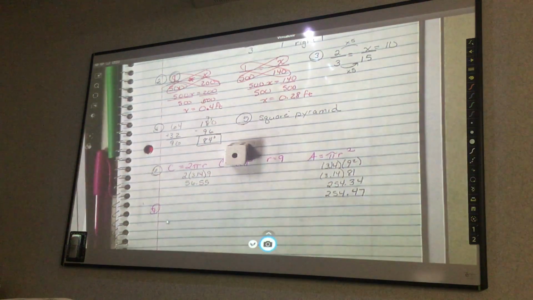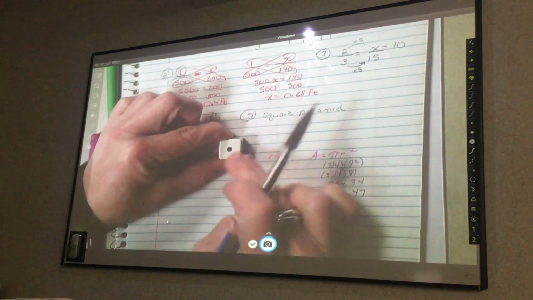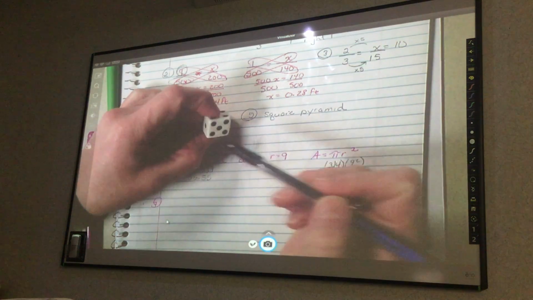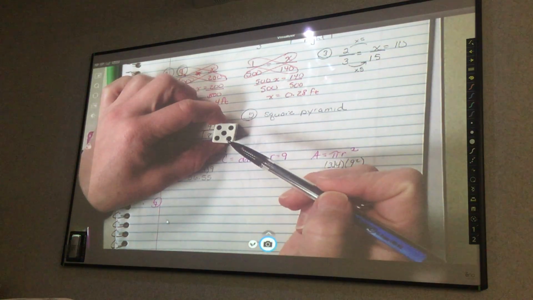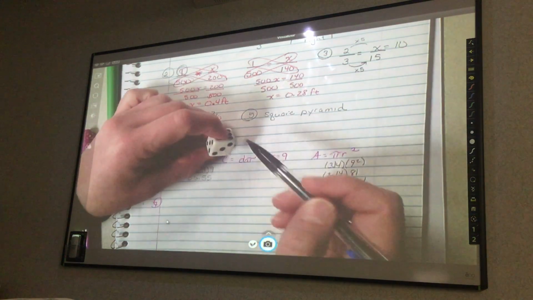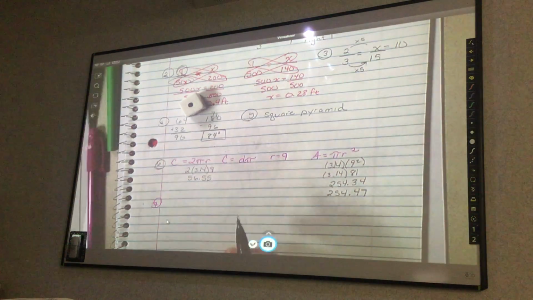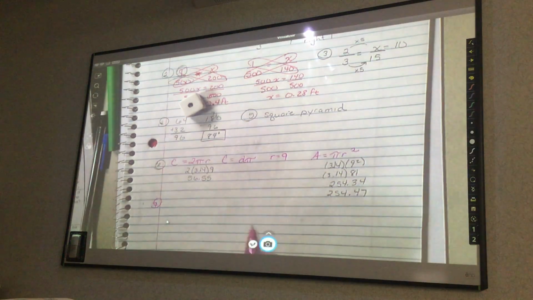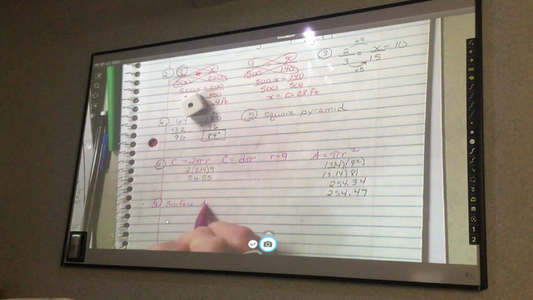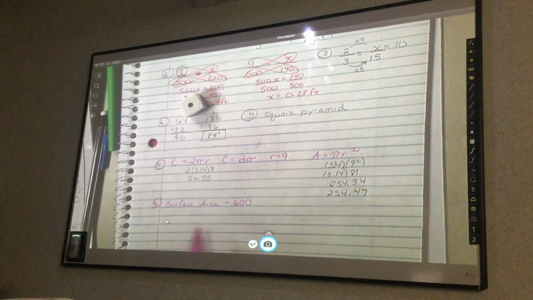6. Now, when they talk about surface area, they're talking about the area, like if I shaded all of this in, every single side is shaded in. That would be the surface area, because it's all the way around the surface. Does that make sense? And area is still found by length times width. So surface area is 600. And how many sides?